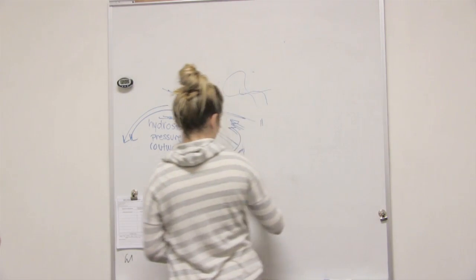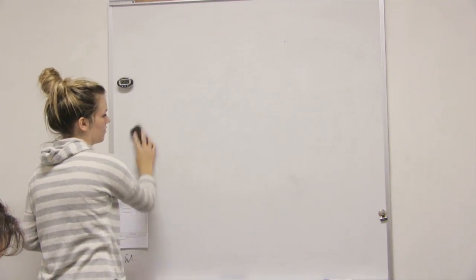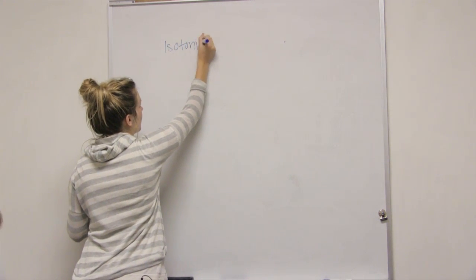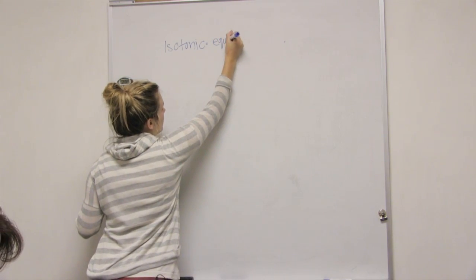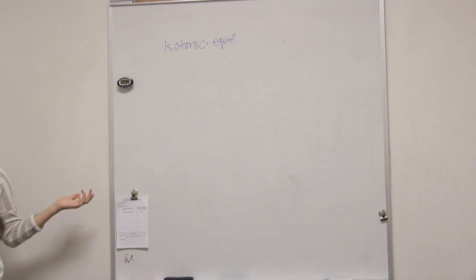So next we have solutions. What does isotonic mean? What's an isotonic solution? Equal, like concentration. Yeah, so we'll put just equal. Our tears are isotonic, they're normal saline.